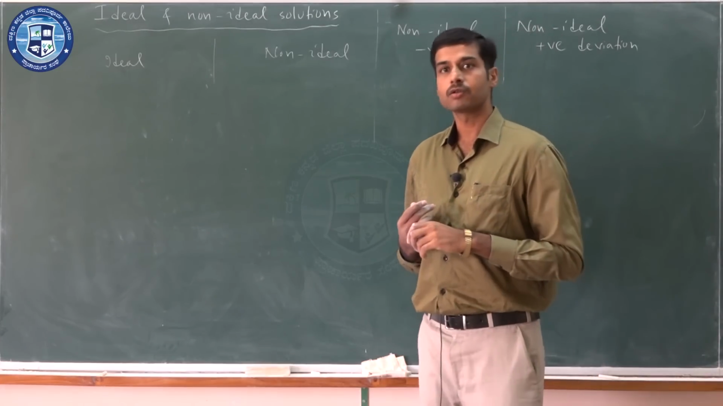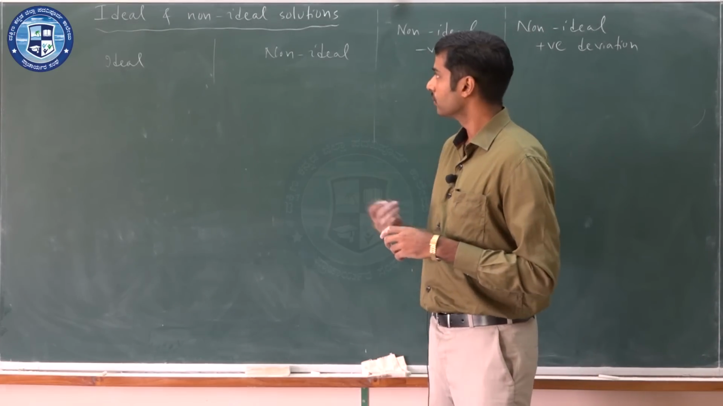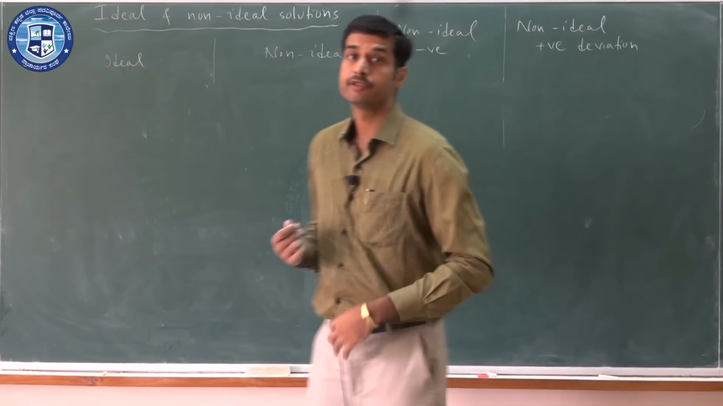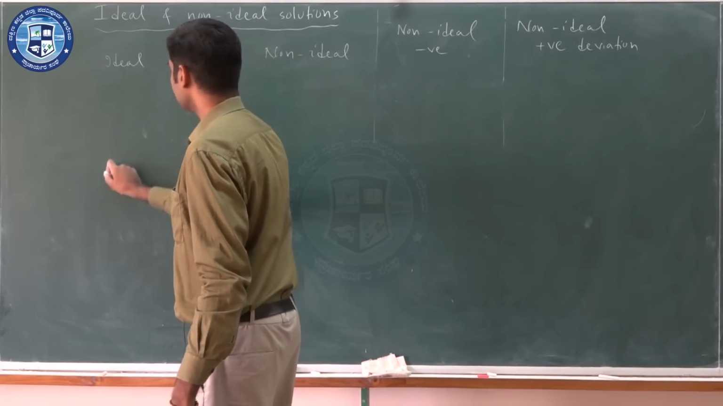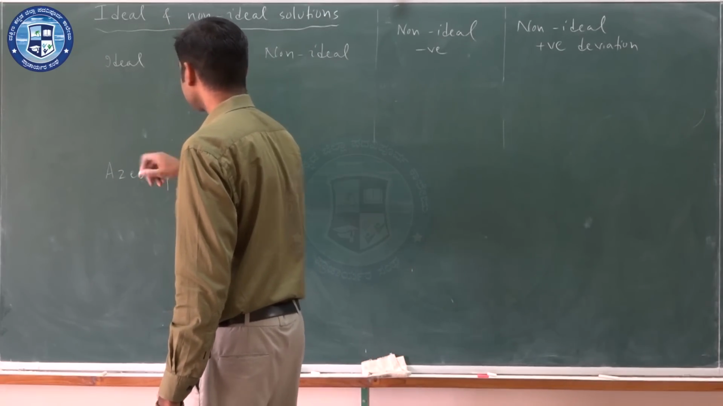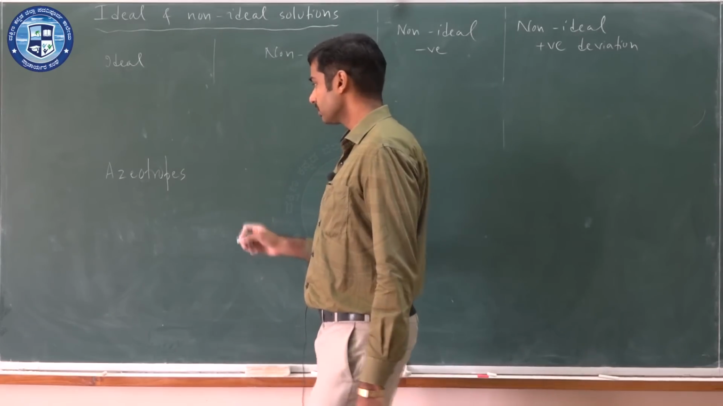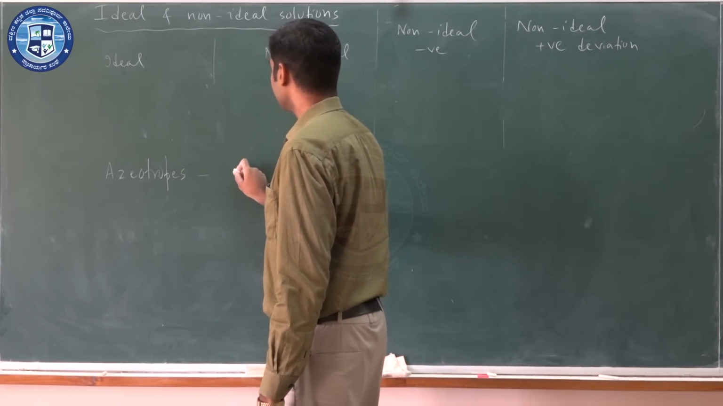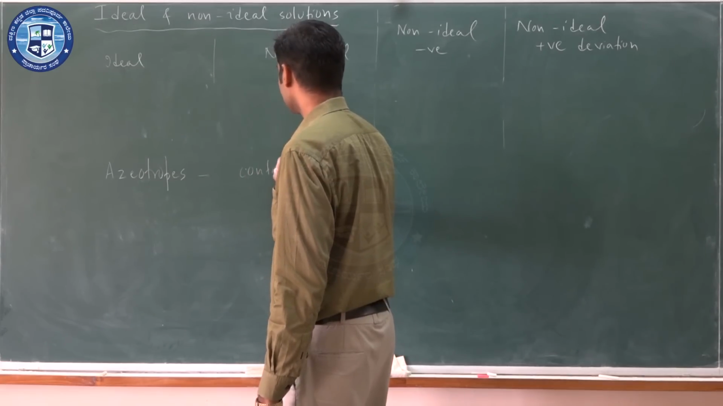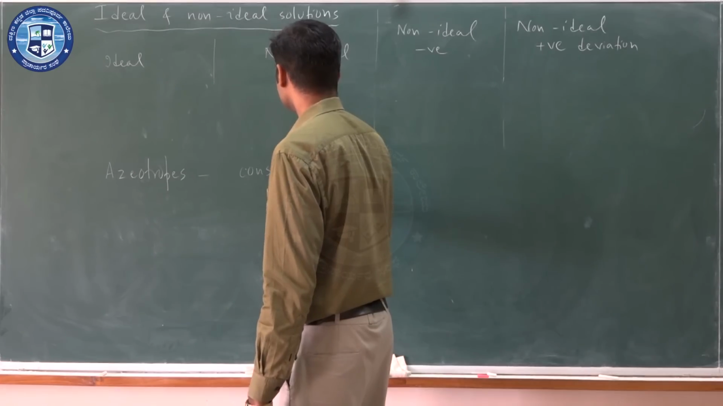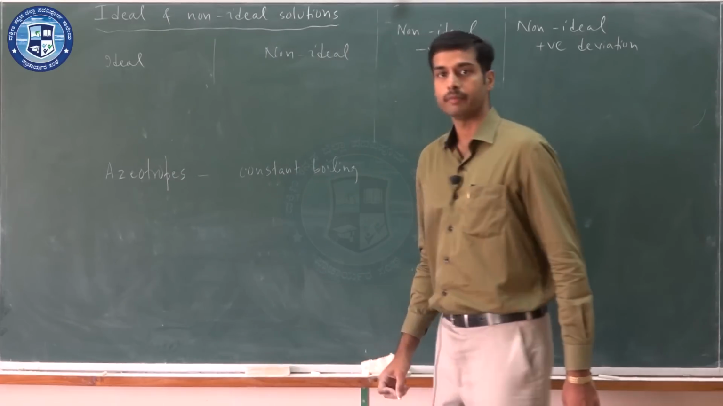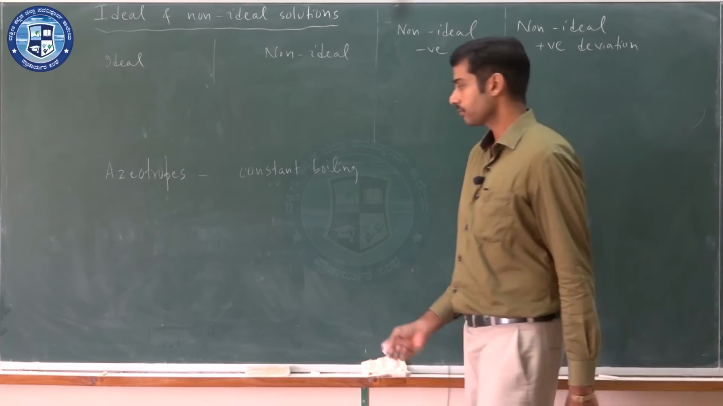Another aspect that could be understood with relation to ideal and non-ideal solutions is the formation of azeotropes. Let us first understand what azeotropes are. Azeotropes are liquid mixtures which have a constant boiling point. So, these are constant boiling liquid mixtures. Let me take an example.